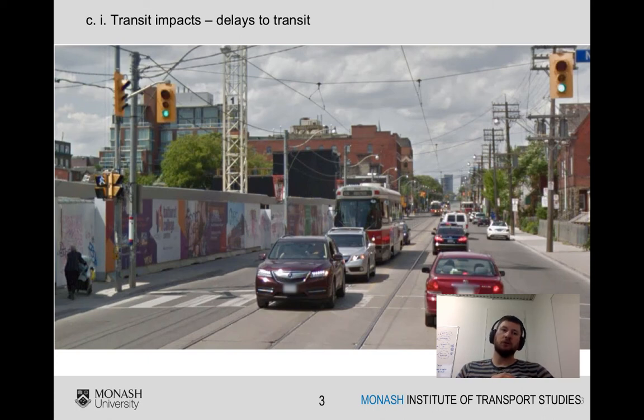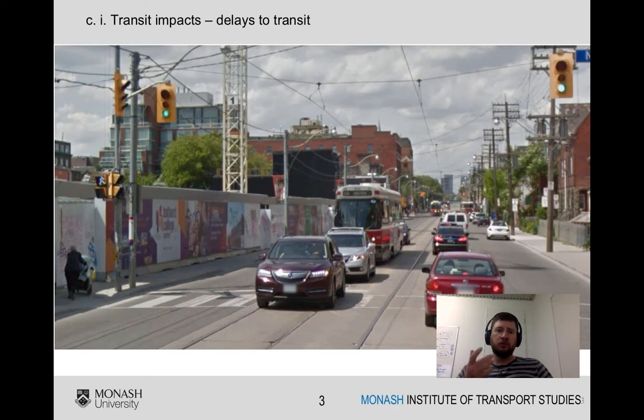First of all, there could be some transit impacts from additional traffic that your new development is generating. That might end up delaying transit vehicles. So you can see here, this is Bathurst Street in Toronto again. You've got a whole load of cars turning left because remember in Toronto they drive on the opposite side of the road.